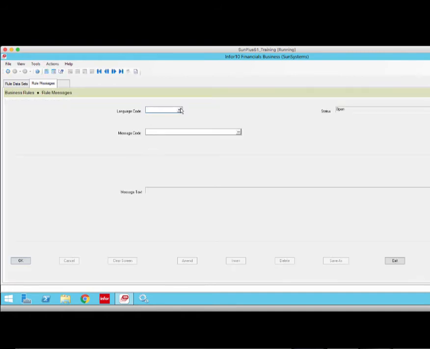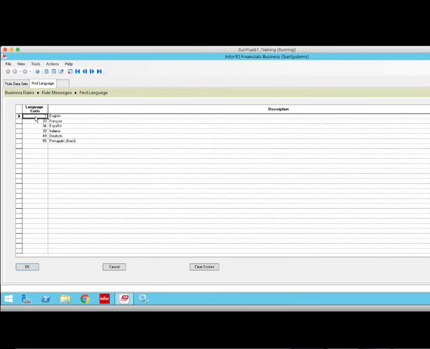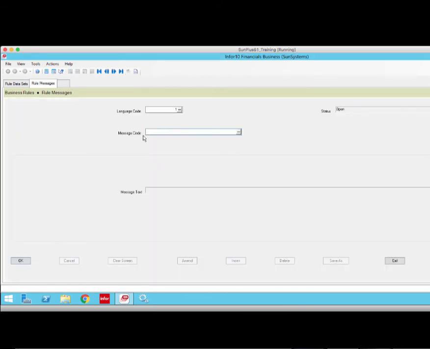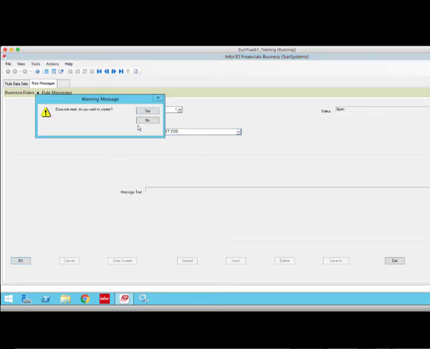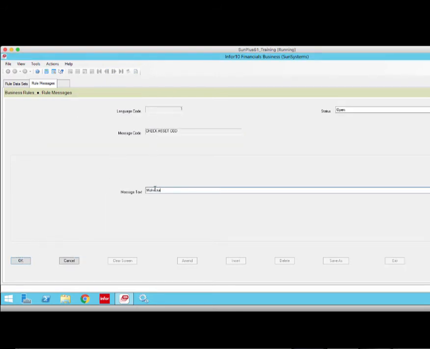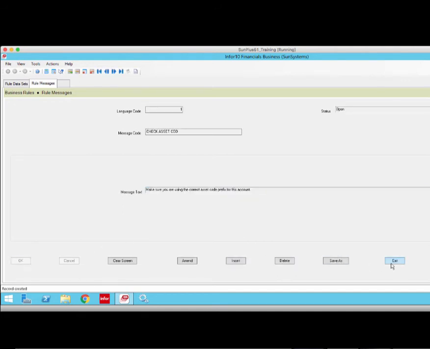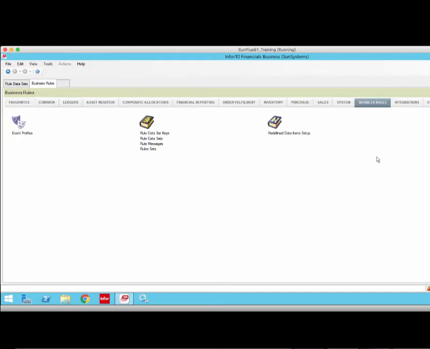This is just like we did in the previous videos, and so we can make it different languages. So we'll call it check asset code. We go okay, yes, and make sure you are using the correct asset code prefix for this account. Something like that. Make sure you are using the correct asset code prefix for the account. So we got it and we're done. So that's the end of that step.